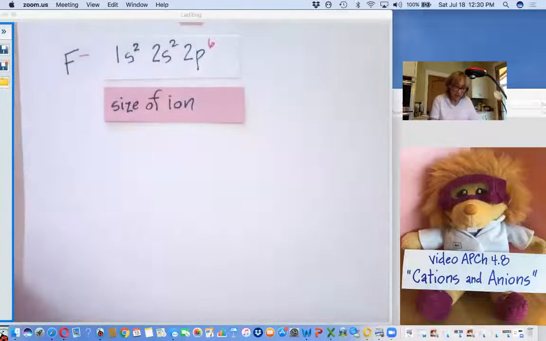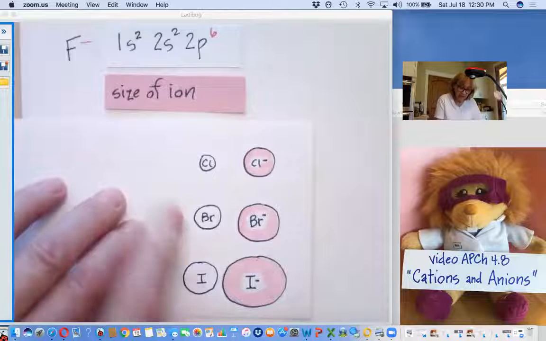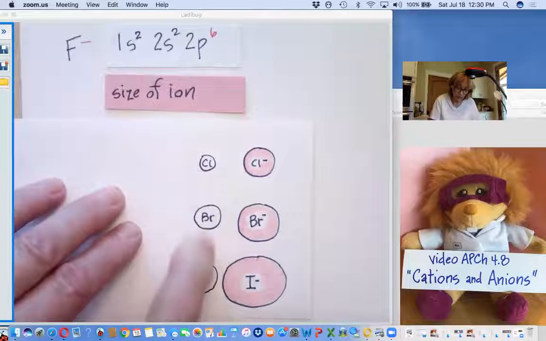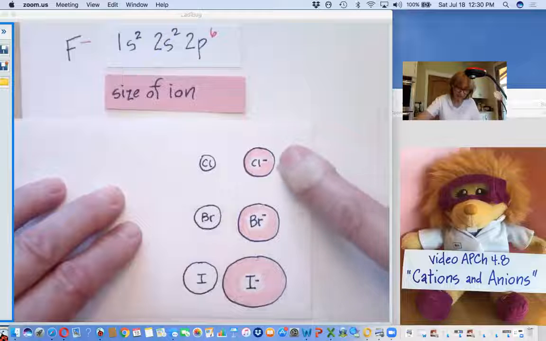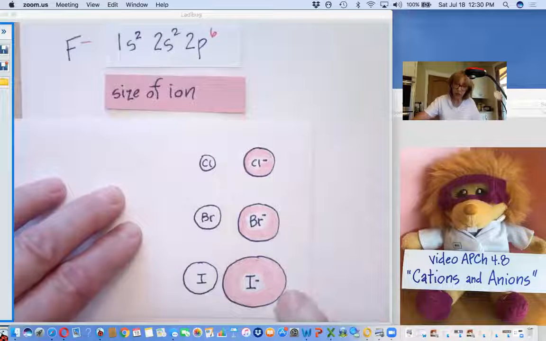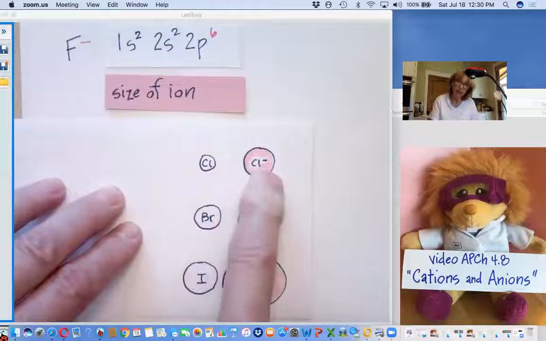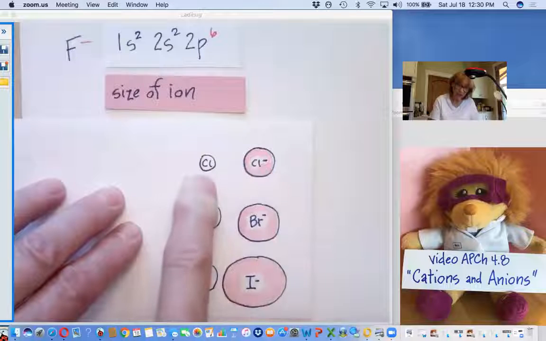Okay, so looking at trends, we said that non-metal atoms get larger as you go down a group, and the same thing is true for the anions. They get larger as you go down the group. Again, though, each anion is larger than its atom.